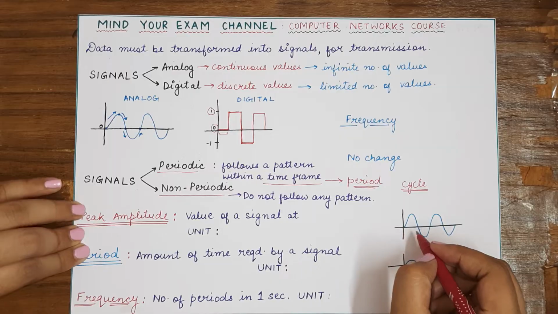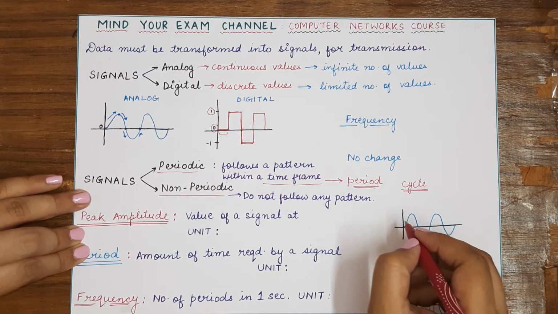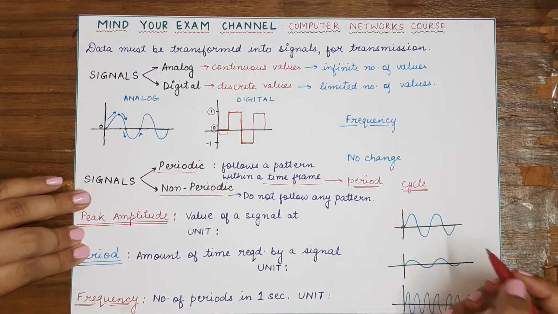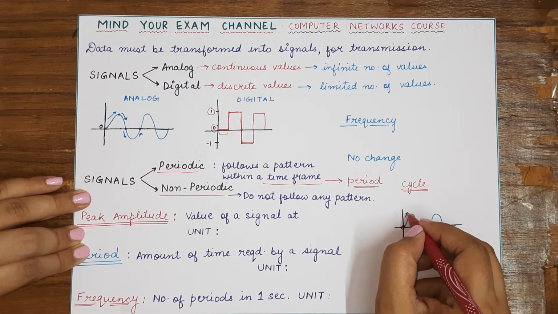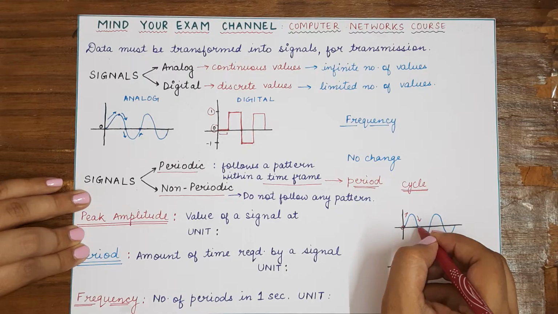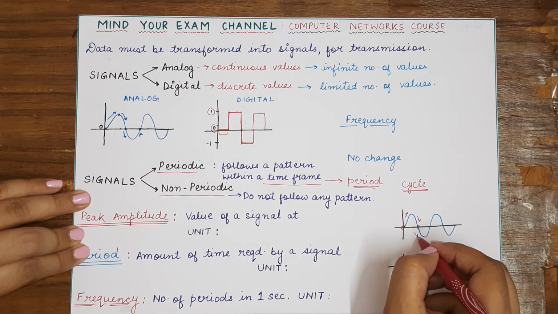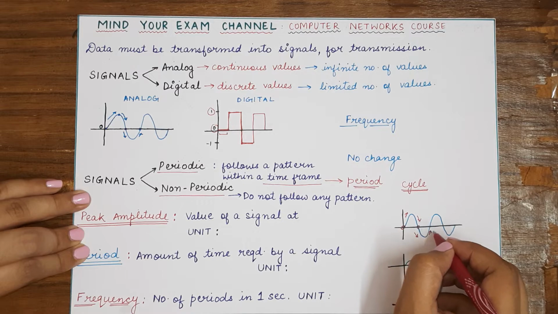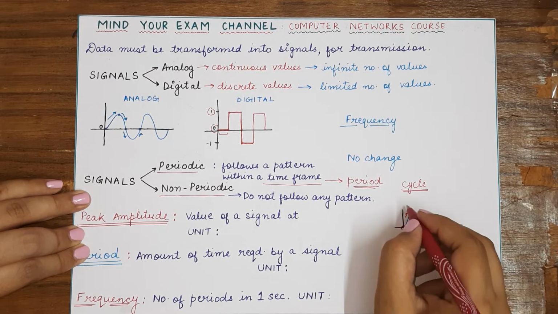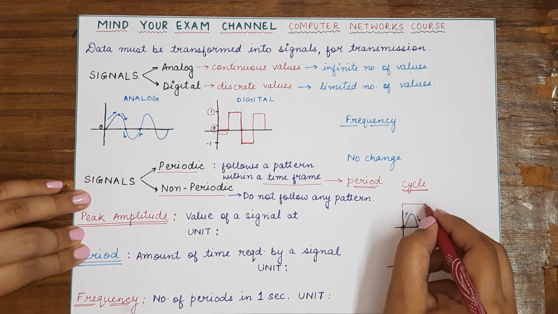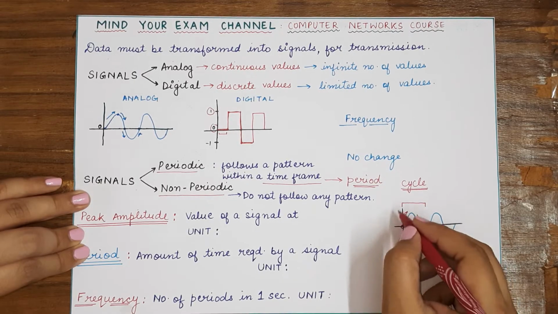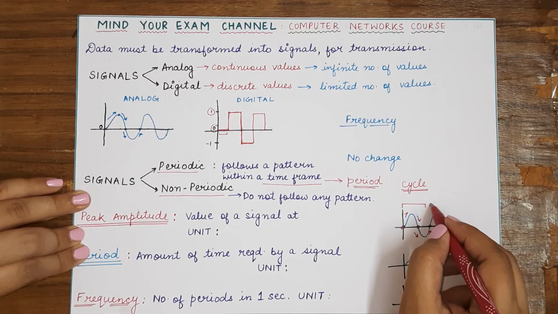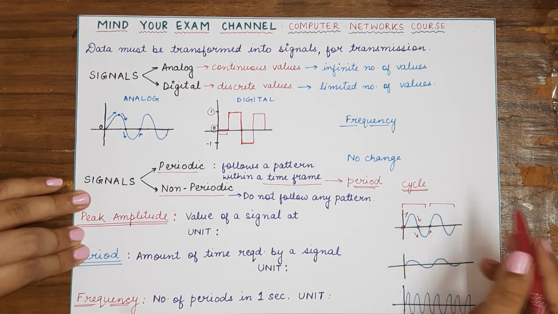In this particular analog signal, you can see the pattern: the signal starts from 0, goes up, then goes back to 0 at this point, then goes down to a negative value, and from the negative value it again goes back to 0. So this entire cycle is following a pattern, and this pattern is then repeated over the next time period.